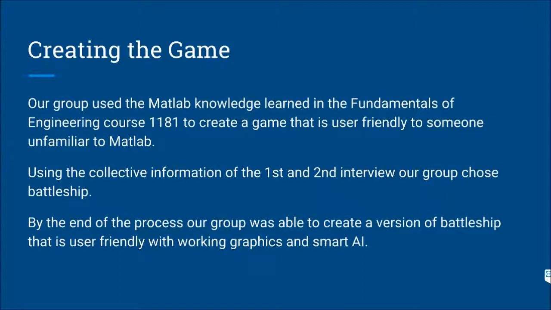Using the collective information from the first and second interview, our group chose Battleship. A problem that presented itself in the beginning of it was inserting the graphics in a way such that the player could use them. Another problem that presented itself during the testing of the project was that the AI was random instead of smart. The player of the game said that it would be represented better if the AI was smarter.